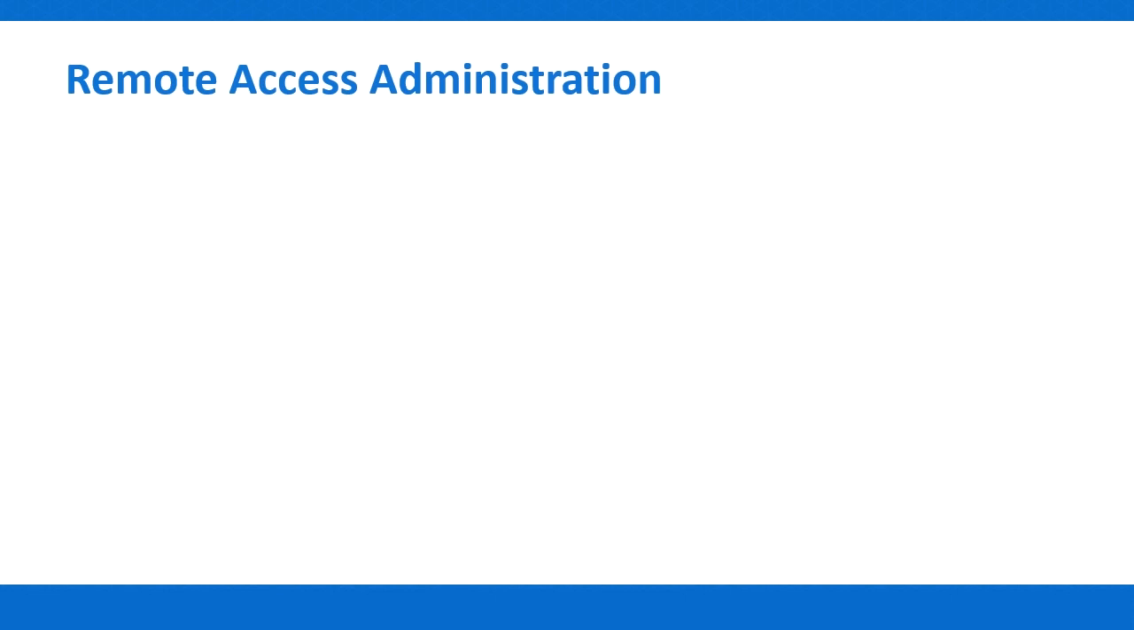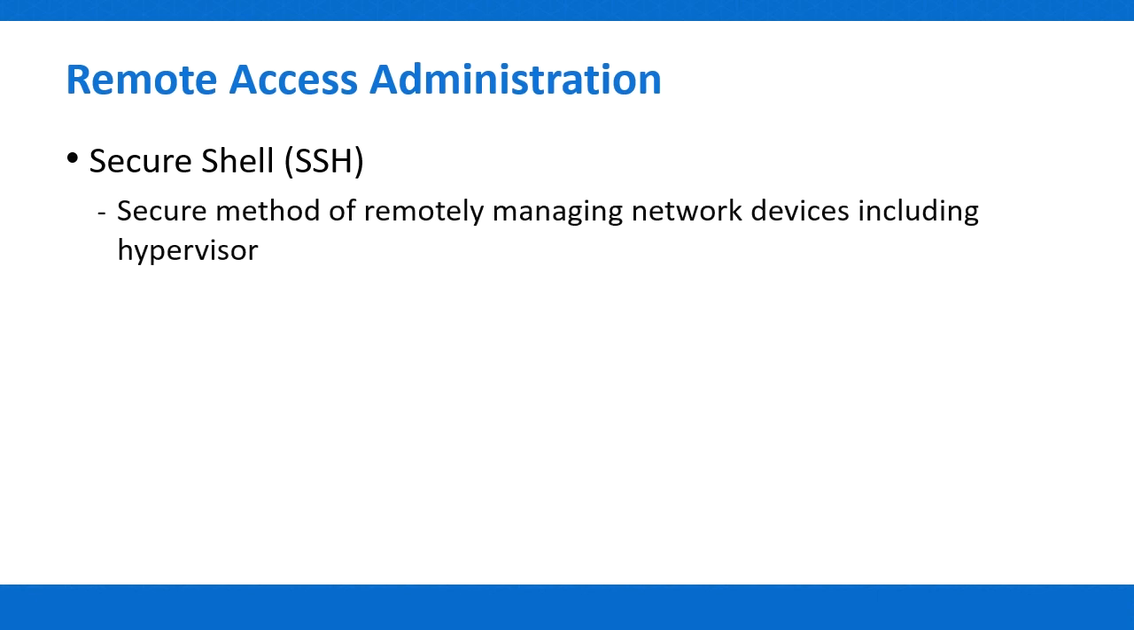Another option that we have for remote access administration is Secure Shell, or SSH. This provides a secure method of remotely managing network devices, which can include hypervisor hosts, although typically they would be hypervisors running on the Linux operating system. SSH is using public key cryptography to exchange a symmetric key, which is one key that is used to both encrypt and decrypt the data. It's also referred to as a private key.